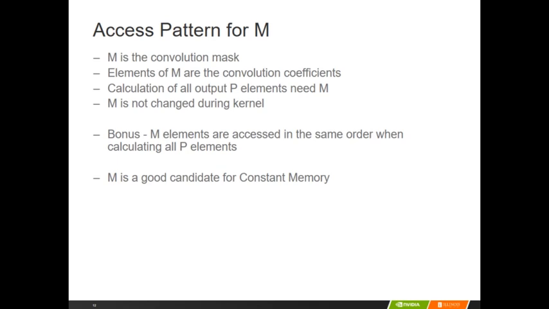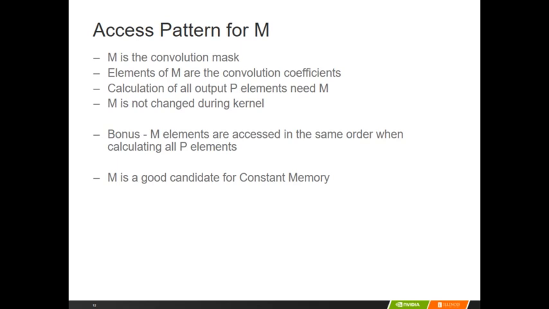Now we will deal with more details for accessing the array M. Remember, M is the convolution mask array. The elements of M are the convolution coefficients that will be used in the inner product calculation. And when we calculate the output elements, all the output elements need to use M elements. And also M is not changed during the kernel execution.